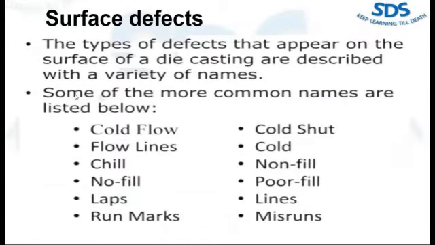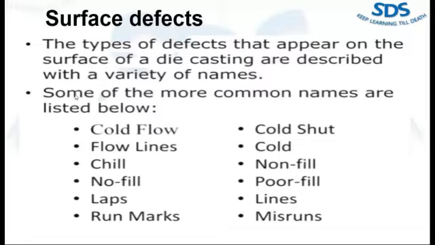Surface defects are called by a variety of names on different shop floors. They are all caused by the metal cooling off before the die cavity is completely filled. We will discuss the possible causes of these defects throughout this session.